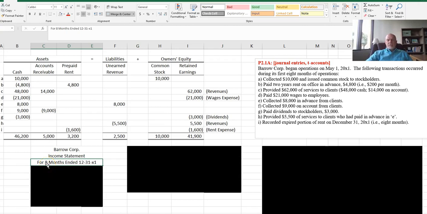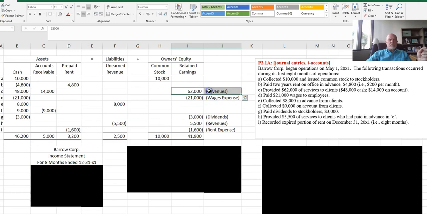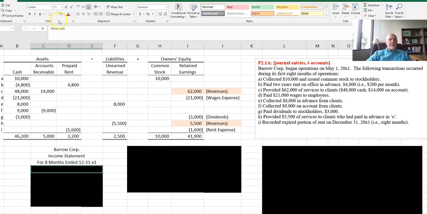Everything on the income statement, revenues and expenses, comes from the retained earnings column. So we're going to go through here and pick up the revenues. I'm going to go ahead and color code this just so you can see what I'm doing. So here's revenue, and there's a revenue. And so we're going to add up the revenues, and that adds up to $67,500. That goes on the income statement.